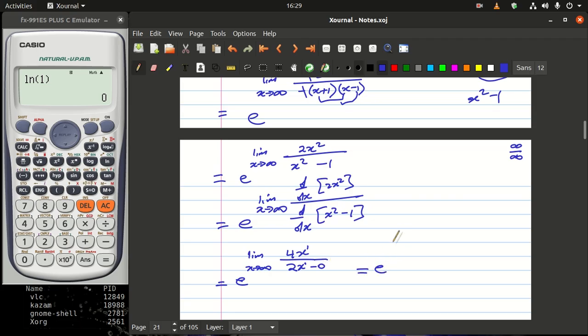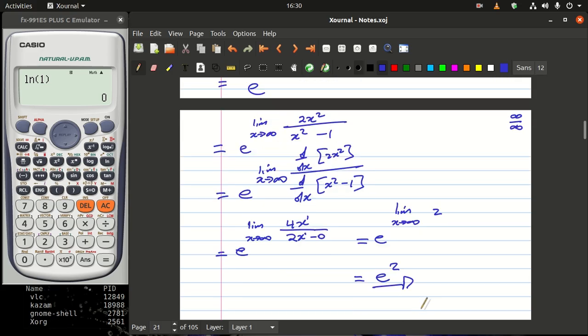Hence, we have e raised to the limit as x approaches infinity of 4x divided by 2x, and x and x cancel out. We're left with 4 over 2, which is the same as 2. So what is the limit of a constant? It is that constant. So we have e raised to 2. That is the final limit that we have here.